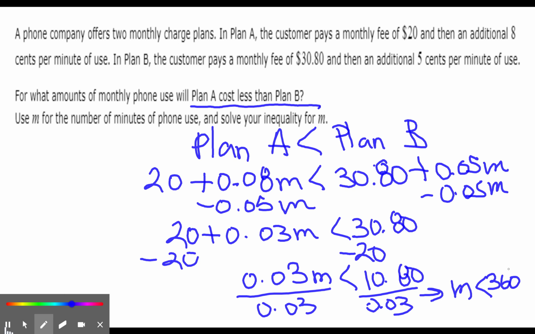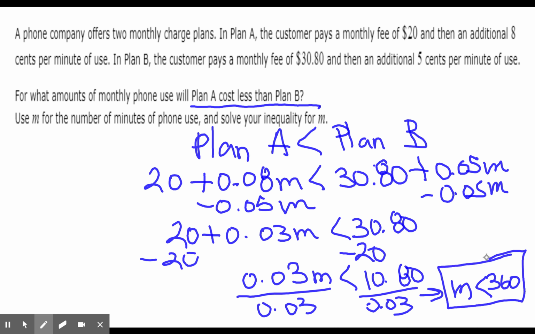And there is our final solution. The amount of minutes must be less than 360 minutes in order for Plan A to cost less than Plan B. Did you get that right? Did you get it wrong? If you did, what mistake did you make?